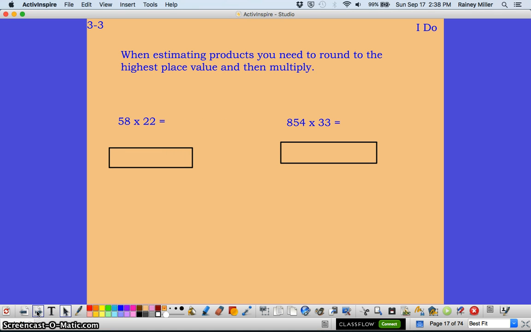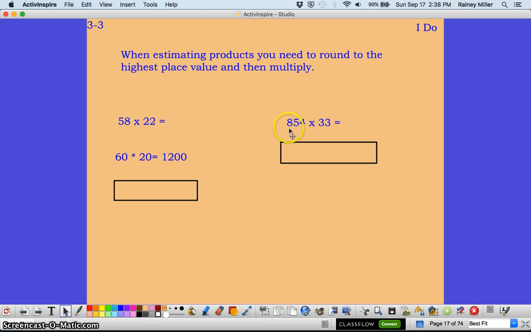So if you remember, we're going to be rounding to the highest value. So this 8 is going to tell this 5 to go up. So that's going to actually be 60. And then this 2 is going to tell this 2 to stay the same. So we actually end up with 60 times 20. So then I can use what we just learned in the last lesson. So 6 times 2 is 12, and then there should be 2 zeros behind it. So 1,200. All right. Let's go on to the next one.